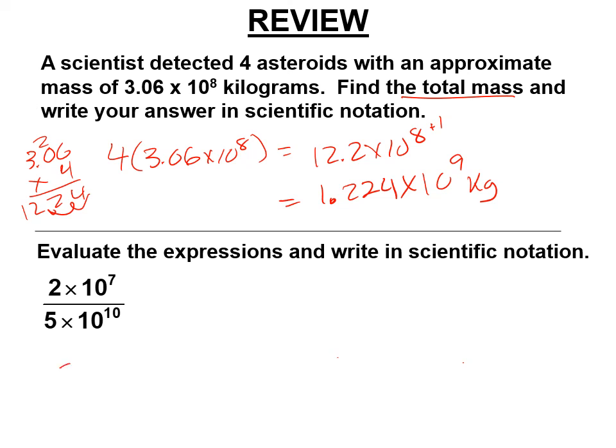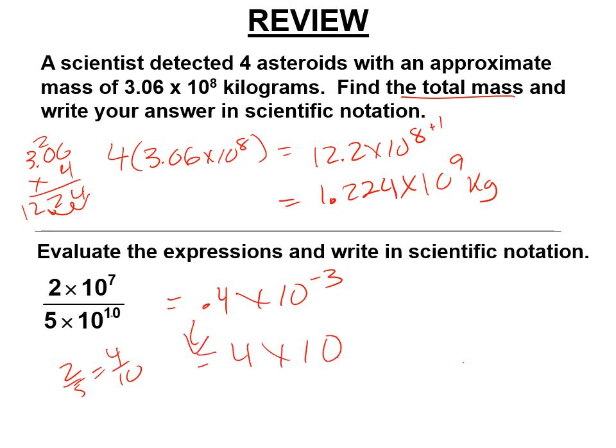This is division. 2/5 is 4/10, yes. And so that is 0.4 times 10 to the negative 3rd, 7 minus 10. That's a small number. But that's not scientific notation. It must be 4 times 10. I'm making this bigger, so I got to make this one smaller, 10 to the negative 4th.